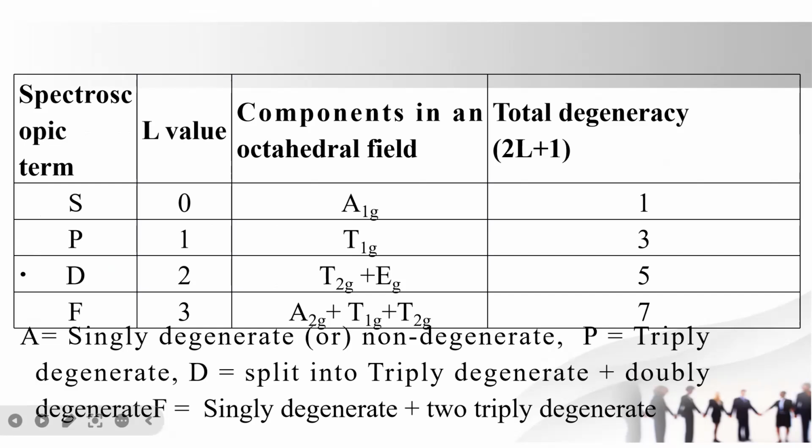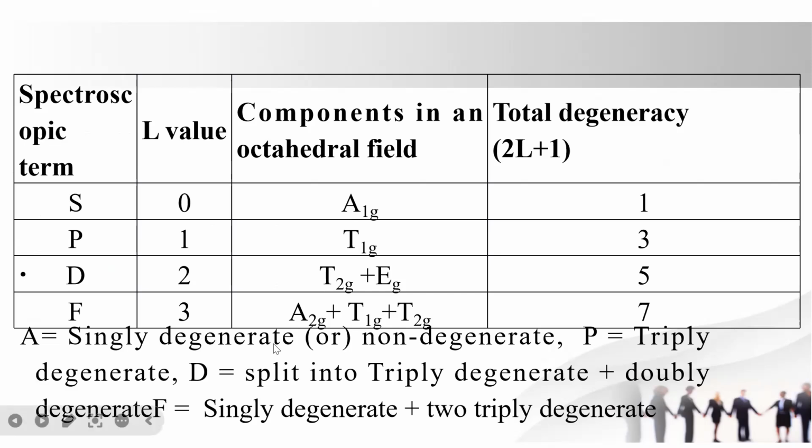The spectroscopic terms are capital S, P, D, F. The L value for the spectroscopic terms is: S is equal to 0, P is equal to 1, D is equal to 2, F is equal to 3. The S term transforms into A, the P term transforms into T, the D term is split into capital T and E. The F term is split into A, T1 and T2.